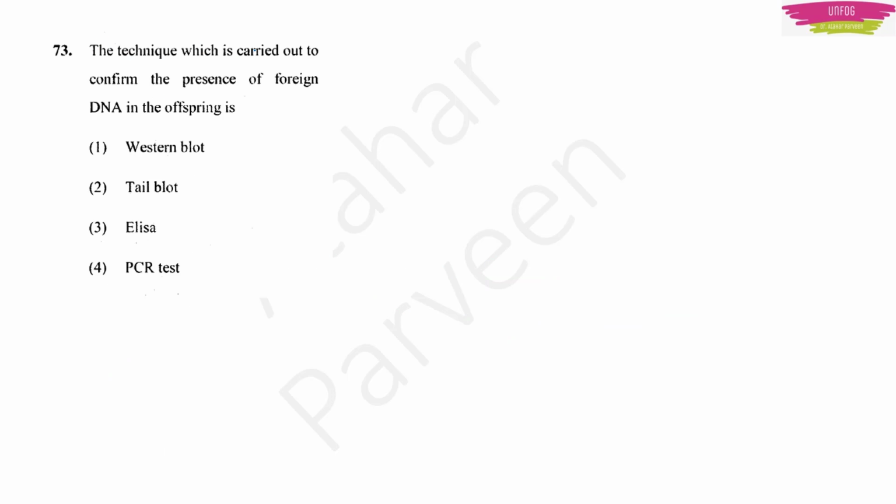Next question. The technique which is carried out to confirm the presence of foreign DNA in the offspring is: option 1 Western blot, option 2 Tail blot, option 3 ELISA, and option 4 PCR test. The correct answer is the PCR test. So what is this PCR test? PCR is the short form for polymerase chain reaction. So when put in short, it is called PCR test.